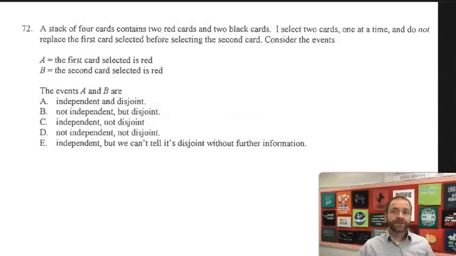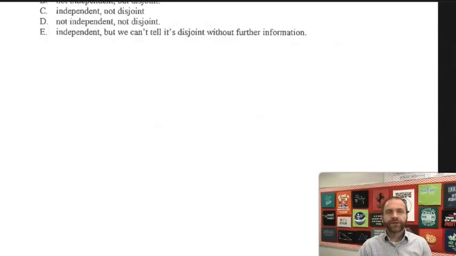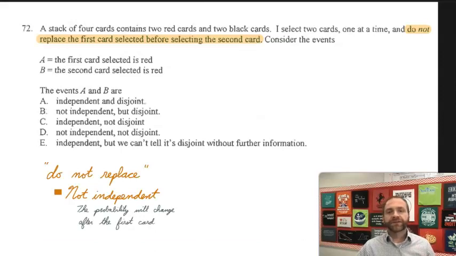Now there's 2 events. Event A, the first card is selected as red, and event B is the second card selected as red. What do we know about these 2 events? And you can see if you read choices A through E, a lot of it deals with the idea of independent or disjoint. And so the first thing I'm going to do is focus on that whole do not replace the first card.